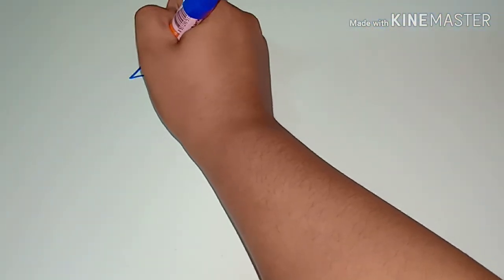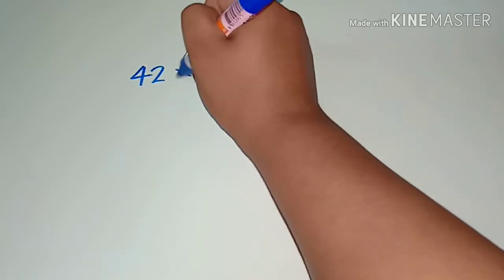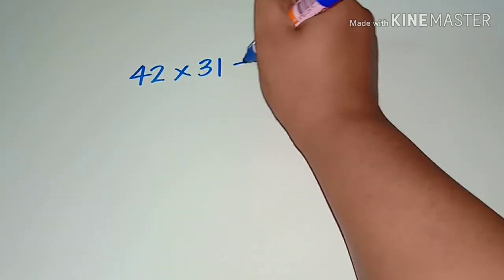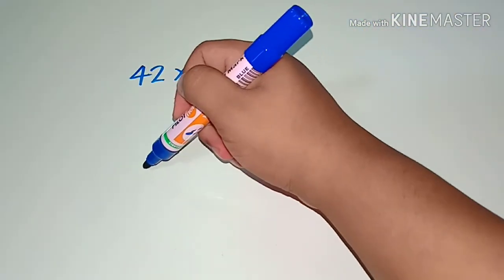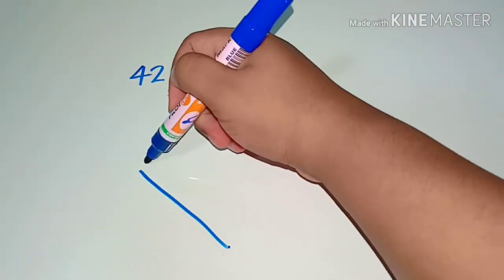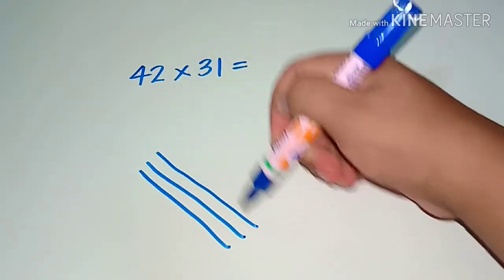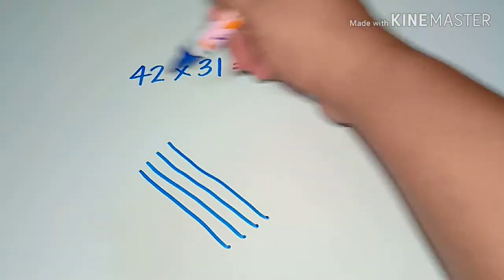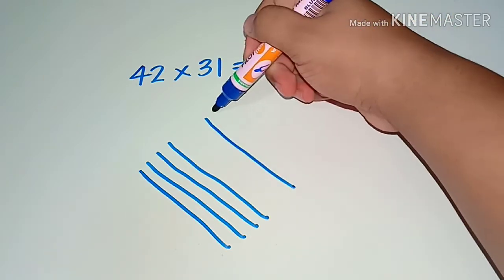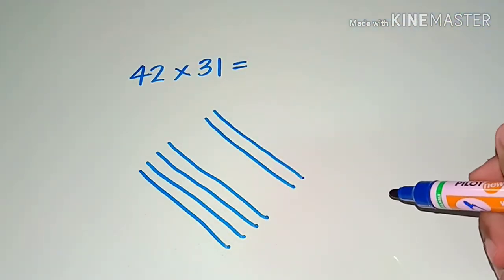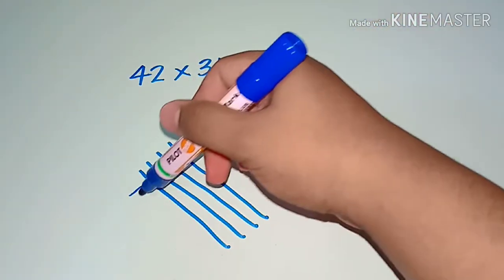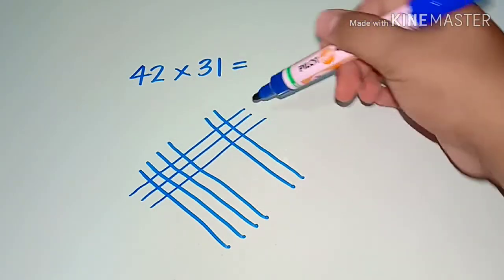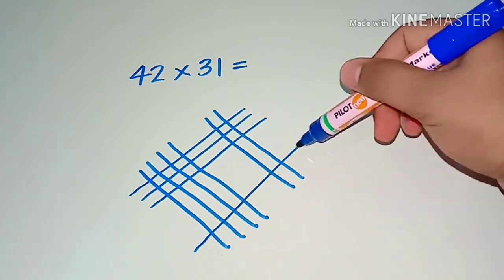I'll be giving you another example. What if 42 times 31? So again, we'll just make use of diagonal lines. So we have 1, 2, 3, 4, and then 2, 1, 2. So that stands for 42 times 31. 1, 2, 3, and just 1 here.